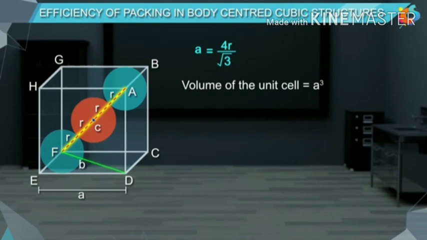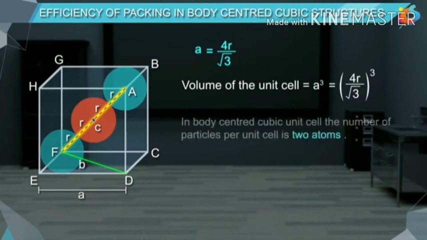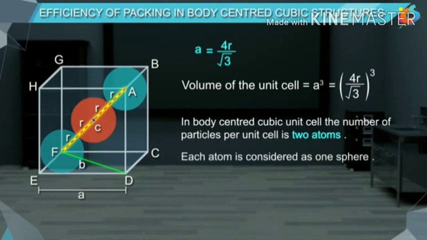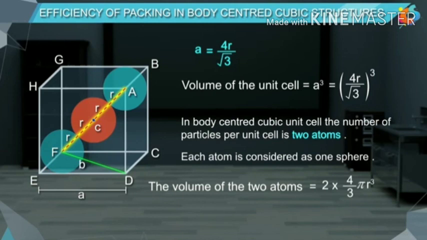Volume of the unit cell is equal to a cube, which is equal to 4r by square root of 3 raised to whole cube. In a body-centered cubic unit cell, the number of particles per unit cell is 2 atoms. Each atom is considered as one sphere. The volume of 2 atoms is equal to 2 into 4 by 3 pi r cube, which is equal to 8 by 3 pi r cube.